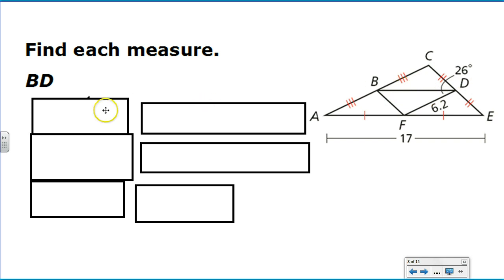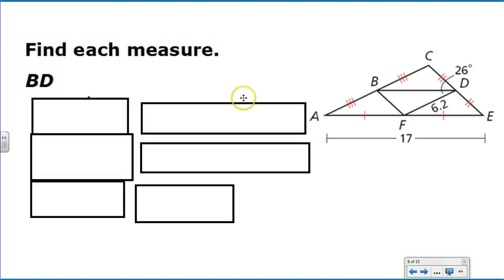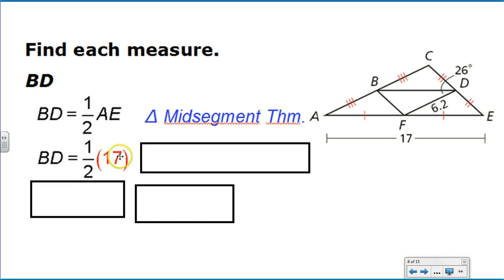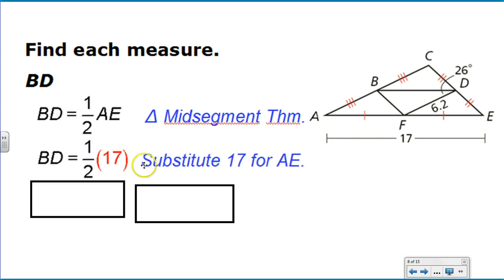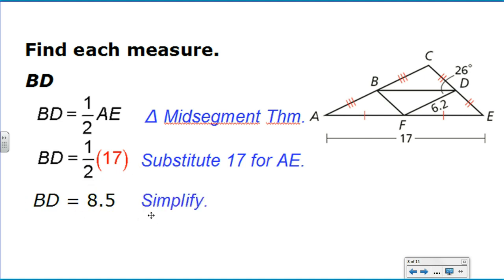So therefore it is parallel to AE, isn't it? By the triangle midsegment theorem, and also it is half of AE, right? And so we can say that BD is half of AE with our triangle midsegment theorem. And do we know AE? Yes, we do. We can substitute 17 for AE, and now we can simply multiply, and BD is 8.5. Very good.